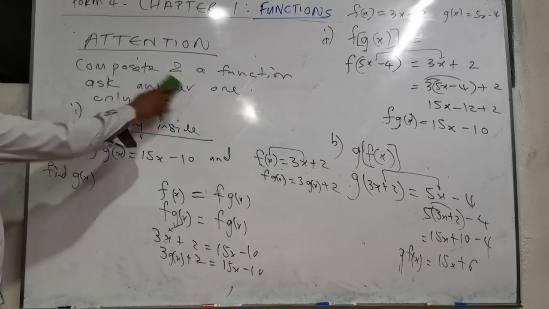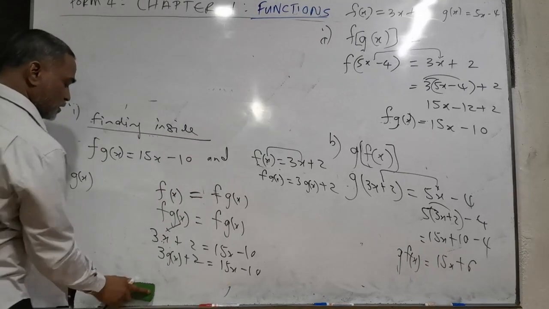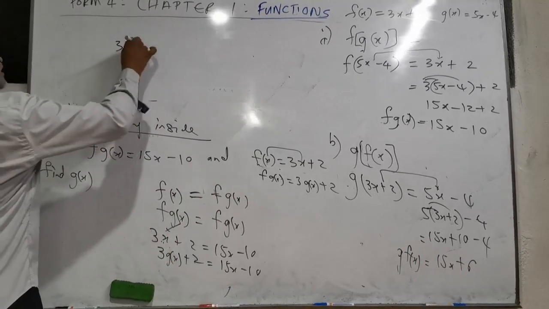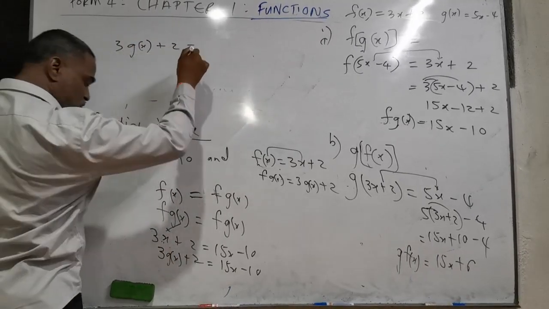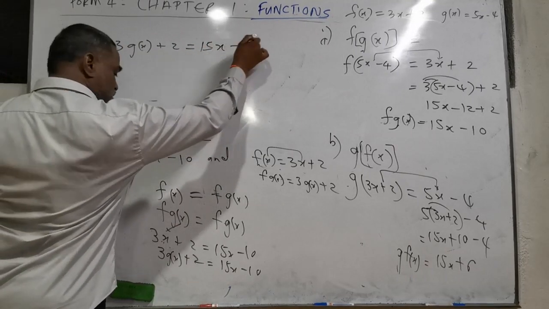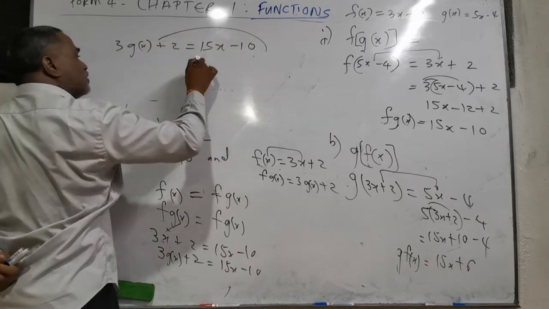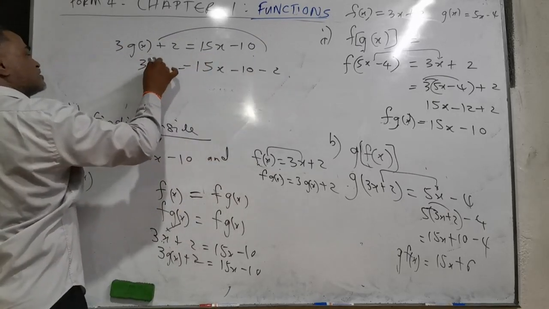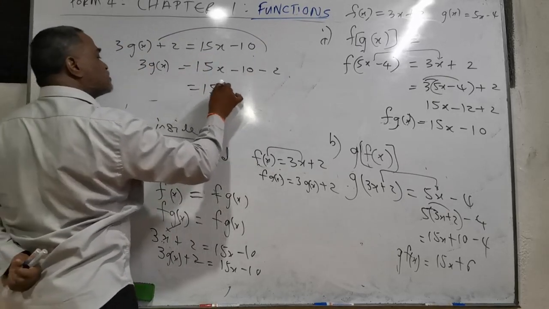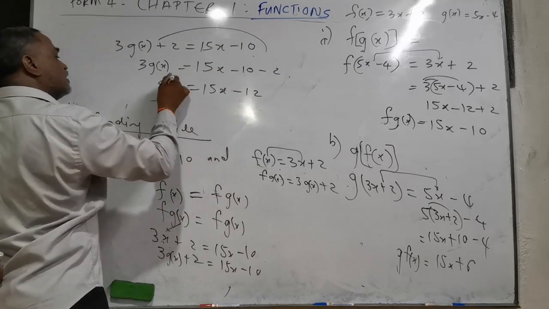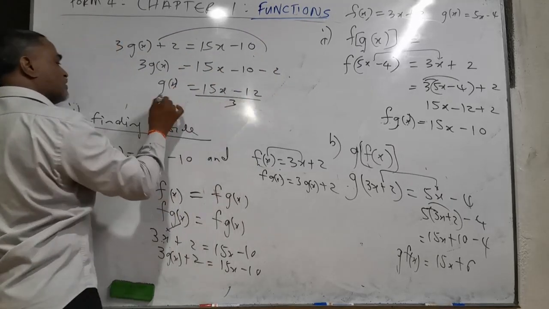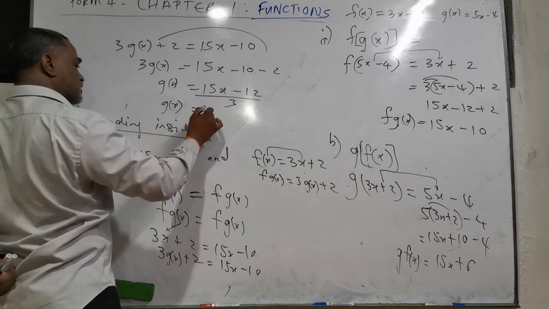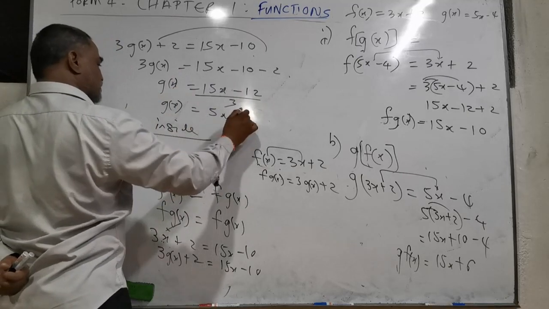So now, 3g(x) + 2 equals 15x minus 10. Plus 2, bring here, minus 2. So you will get 3g(x) equals 15x minus 12. Here times 3, bring here divide 3. So divide 3 for both. 15 divided by 3 getting 5, 12 divided by 3 you get 4.